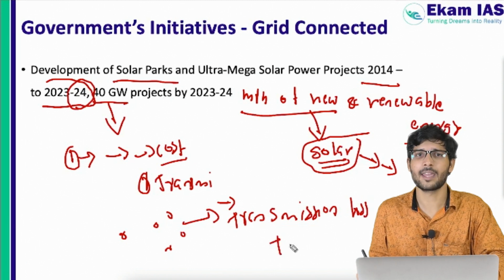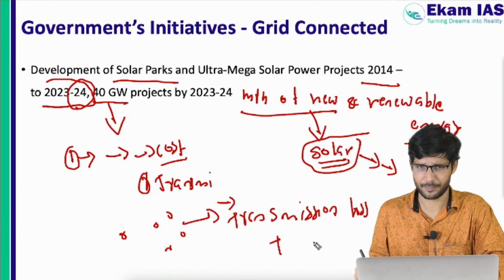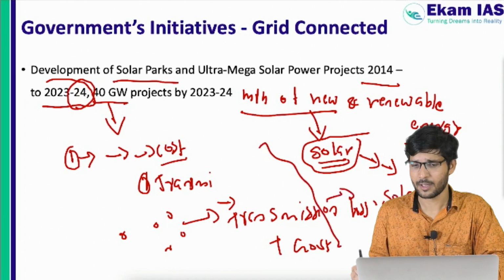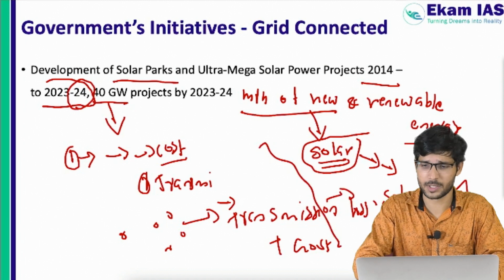The third reason is getting environmental and other clearances. All sorts of government clearances will be very difficult for individual solar developers. So these are the reasons. Overall, the cost of solar power will go up. This is why the government introduced such a scheme.